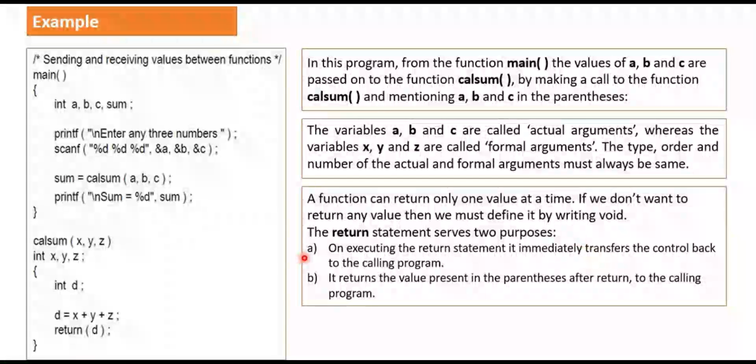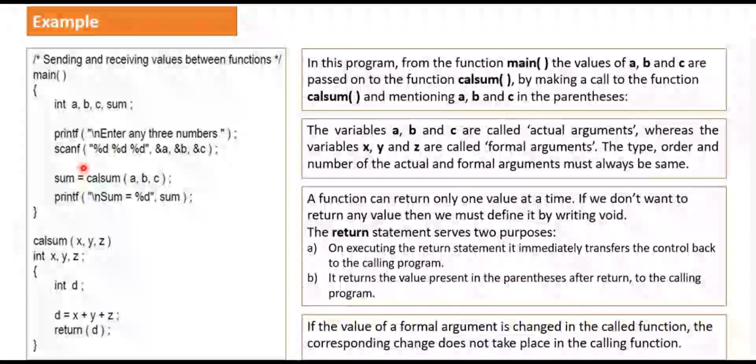Now the return statement serves two purposes. Very first, on executing the return statement, it immediately transfers the control back to the calling program. Second, it returns the value present in the parentheses after return to the calling program. So when this function is called, return d sends the value of d to the variable sum. If the values of the formal arguments are changed in the called function, the corresponding change does not take place in the calling function. If there is a change in the value of x, y, z within this function, that will not affect the values of a, b, c. They will remain the same, as entered by the user.